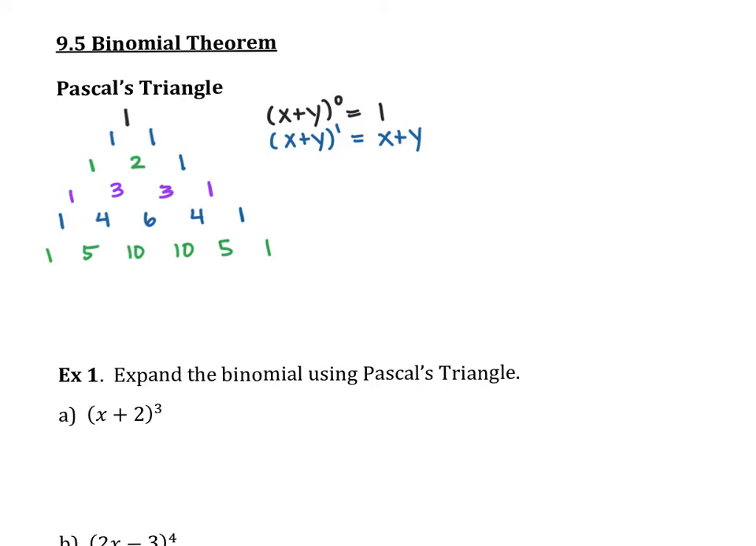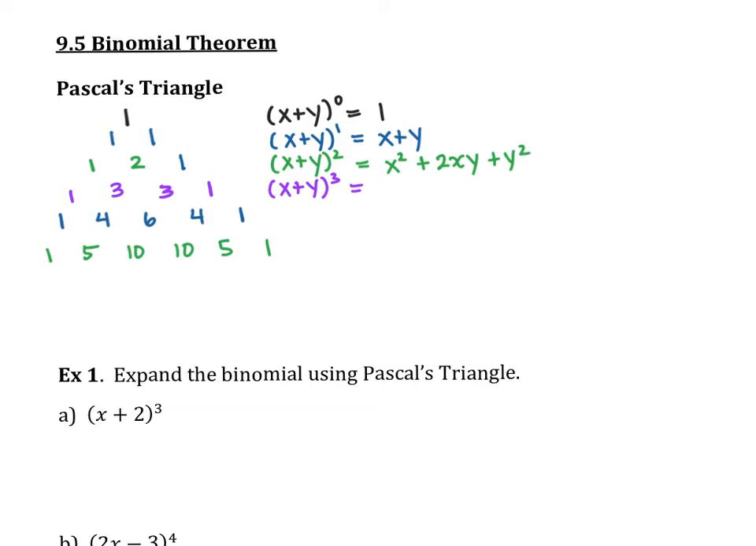Okay, now when I go one more row down, I get x plus y squared. If I actually multiplied it out, I would get x squared plus 2xy plus y squared. If I look at Pascal's triangle, the coefficients should be 1, 2, and 1. This is 1, 2, 1. So it doesn't tell you anything about the exponents or the variables, but it does tell you what the coefficients will be. Okay, let me go to x plus y to the third, because I can't do that in my head. But I do know the coefficients are going to be 1, 3, 3, and 1.